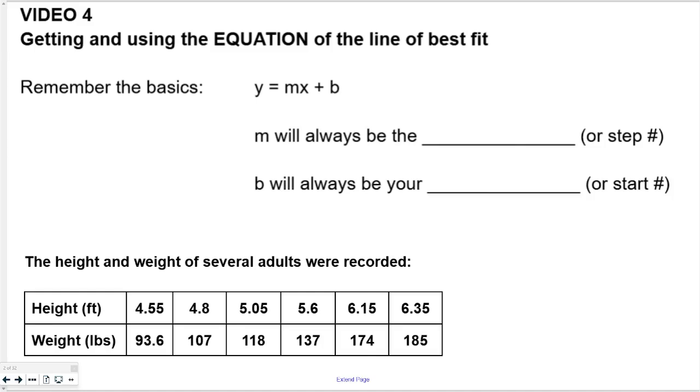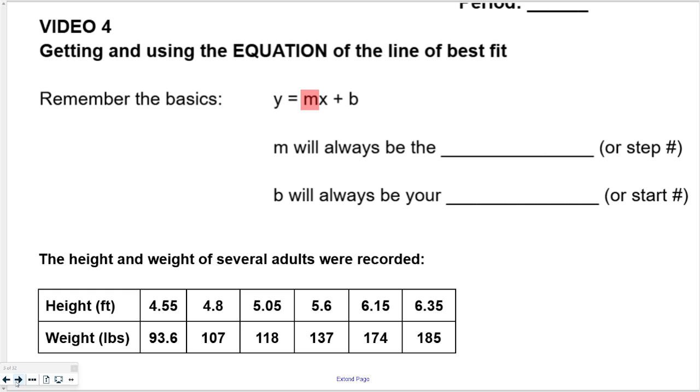Hey guys, let's find out how we can use the equation for the line of best fit. But remember, that straight line is still going to have a slope and a y-intercept. So the m in that equation, we know that is an abbreviation for the word slope. You can also think of it as the step number. M is the one-letter abbreviation.